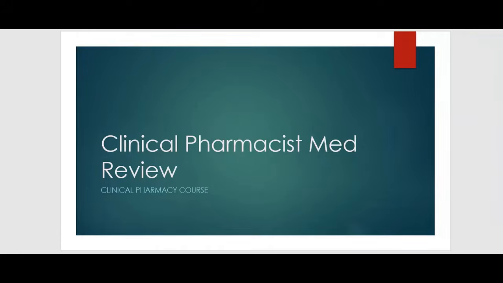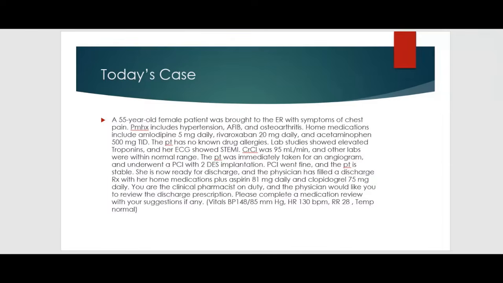All right, let's get started on today's case. So this is a 55-year-old female patient who was brought to the ER with symptoms of chest pain. Her past medical history includes hypertension, atrial fibrillation, and osteoarthritis. Home medications include amlodipine 5 milligrams daily, rivaroxaban 20 milligrams daily, and acetaminophen 500 milligrams TID. And for those of you who don't know what acetaminophen is, that's similar to paracetamol in different parts of the world. So here in North America, we call it acetaminophen. The patient has no known drug allergies.